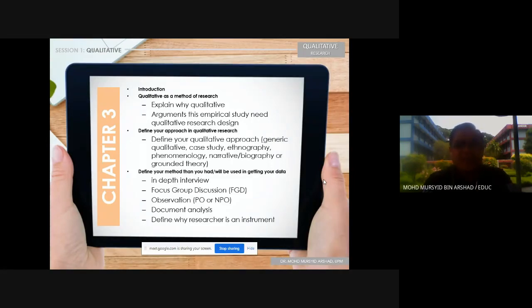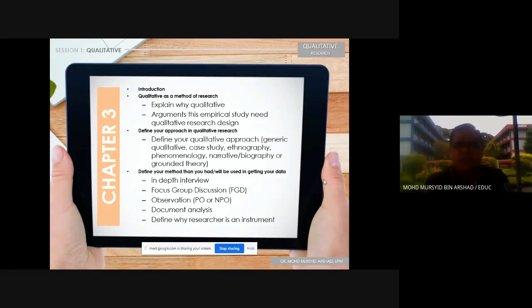In chapter 3, basically, you start with an introduction, a very light introduction, maybe half a page. Then you discuss why you choose qualitative research, based on your research, not what other scholars say about qualitative research. You need to discuss based on your research, then support it with scholars saying about qualitative research. And then the second one: what approach do you use?